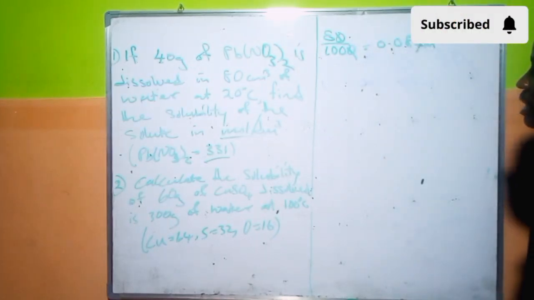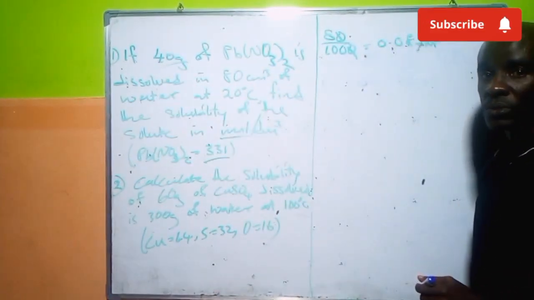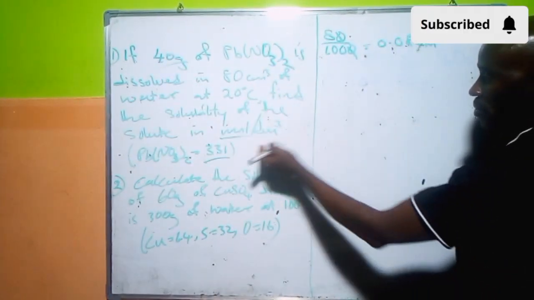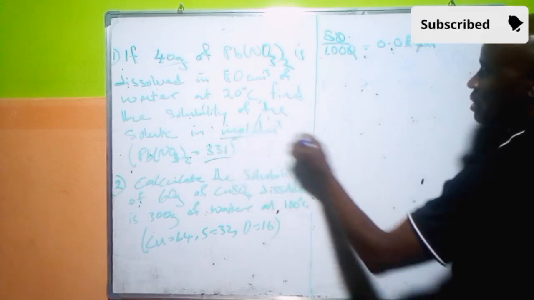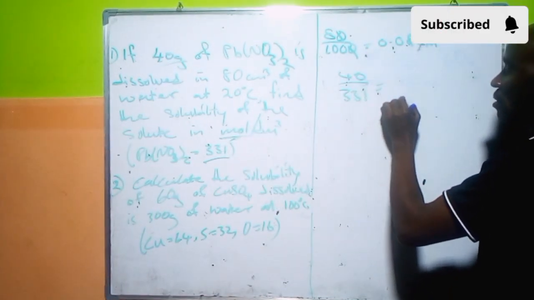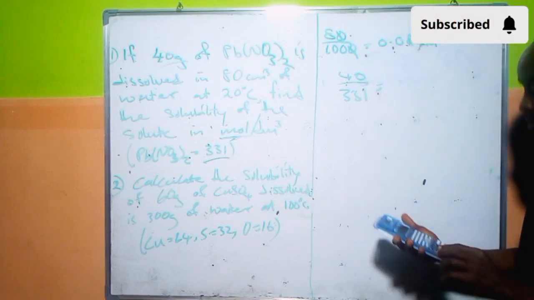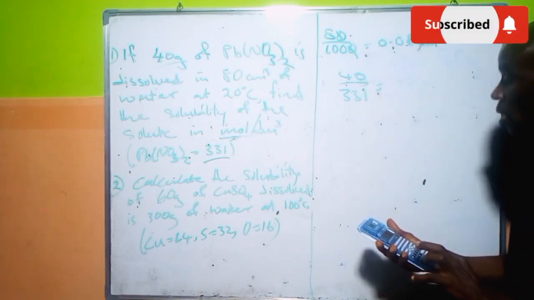So the next thing we do here again, 40 divided, get it in moles. That's the amount, because we are looking for moles here. So 40 divided by 331 will give us something like this. Let me confirm it, please, before I use my pencil. Let me confirm it.